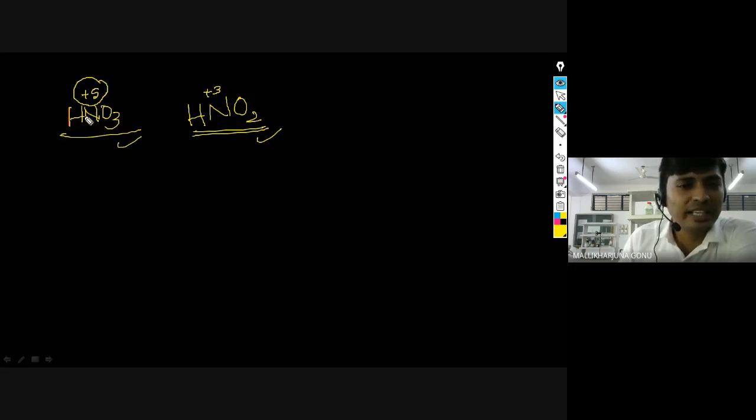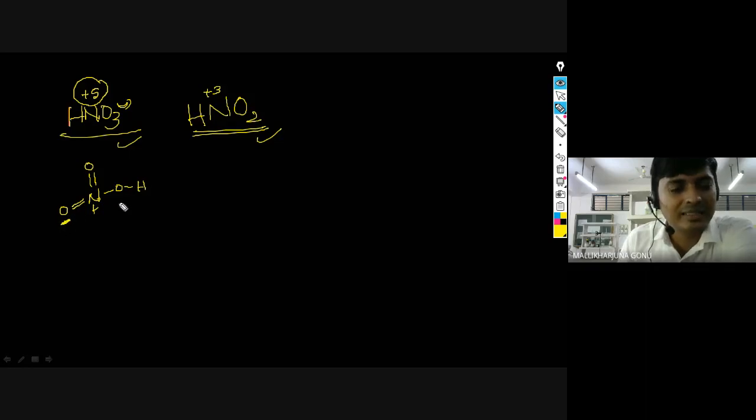Why is it so? In HNO3, more oxygens are there, which means more electron withdrawing property. If I write the structure of HNO3, regarding this you will study in the next chapters. Two oxygens are taken, and another oxygen, it will be N plus and O minus. This is a different type of structure than the normal ones. You can write it like HNO3.